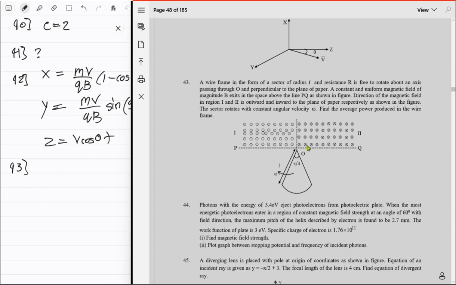Okay. Axis passing through O, perpendicular to plane of paper. Okay, or this frame is in the paper, I guess. Constant and uniform magnetic field of magnitude B exists in the space above line PQ. Direction of magnetic field in region 1 and 2 is outward and inward in the plane of paper, respectively. Sector rotates about O with a constant velocity omega. Find the average power produced in the wire frame as it rotates, right?